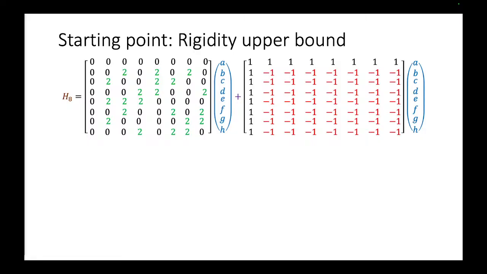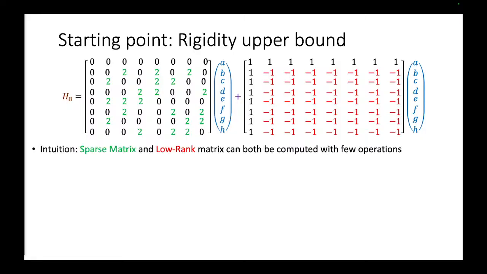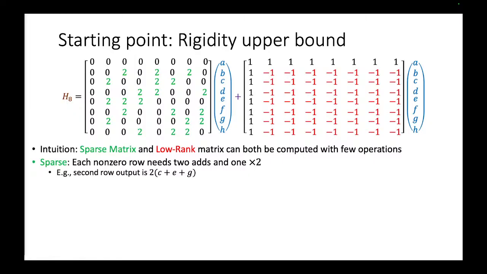What do we do? Well, we're going to just separately multiply the sparse part times the vector, multiply the low-rank part times the vector, and then add those two things together. So for the sparse part, well, the top row is all zeros. For the other non-zero rows, for each one we just add two things, then multiply by 2. You can see, for example, the second row, we compute c plus e plus g and multiply by 2 to get that second row there. So in total, there are 7 non-zero rows, and you have 3 operations per row, so it'll be 21 operations to do the sparse part times a vector.